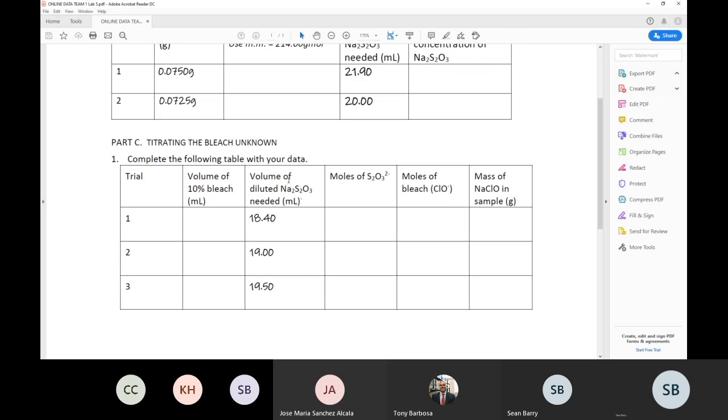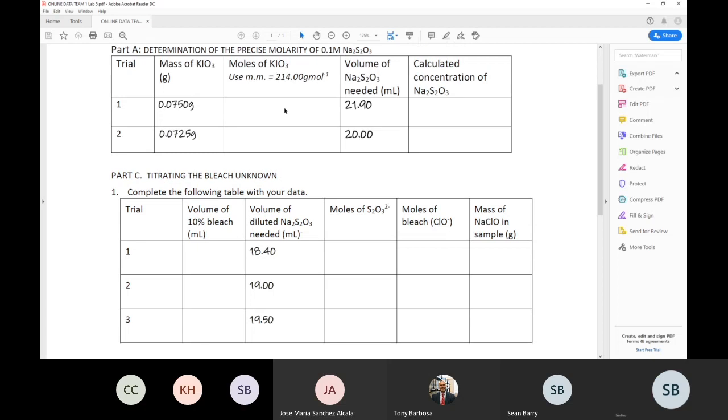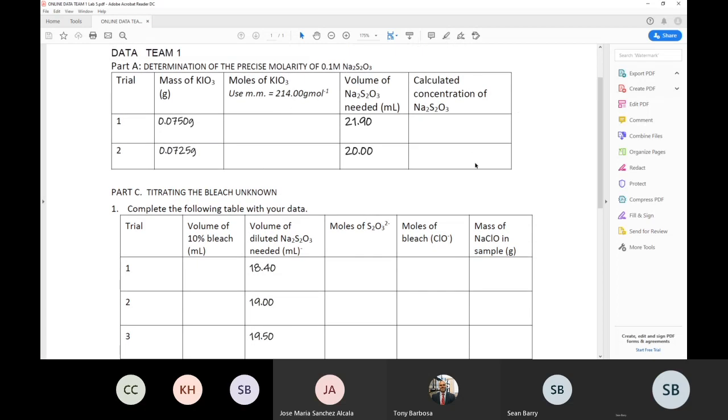So what you're going to do is take your lab experimental report and work through the calculations to fill in the other columns of the rest of the table here. You're going to fill in the rest of the columns and then answer the questions at the end.